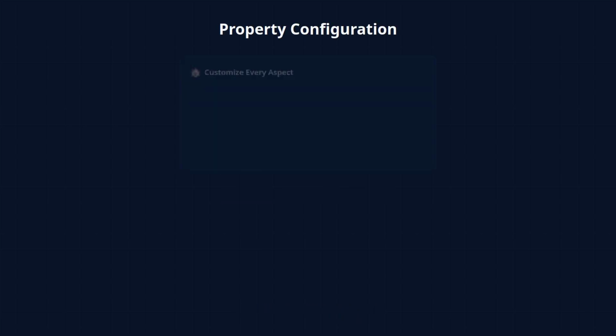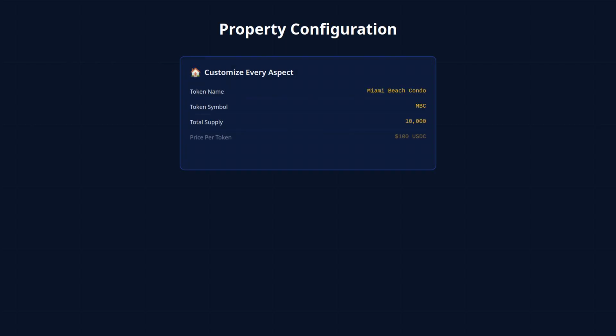Before deployment, each property is fully configured. Token name and symbol, total supply, price per token, property valuation, seller allocation, everything is specified upfront. The system validates all parameters, calculates token economics, and prepares the deployment package. This ensures every property launch meets platform standards.